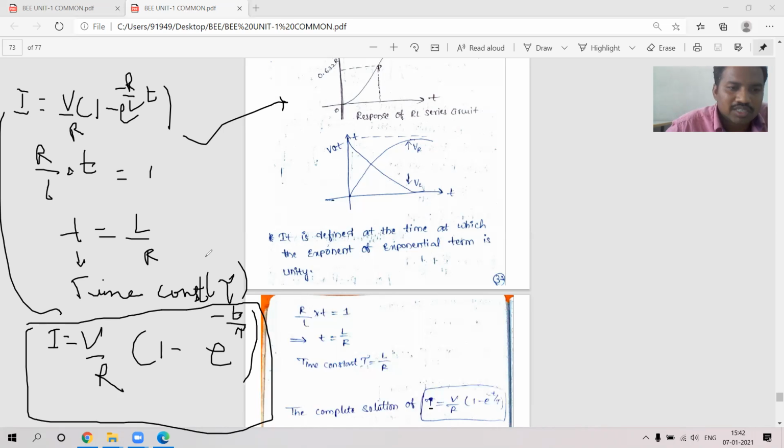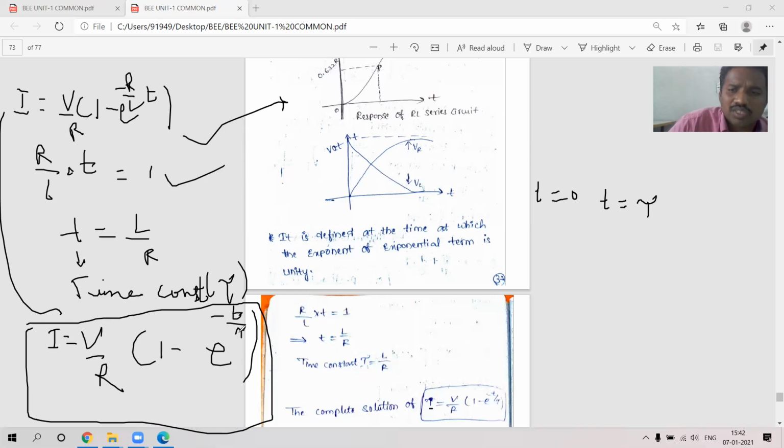And this time constant. What is the time constant? The exponent of the exponential term becomes unity, because the graph is getting to unity. And if I substitute the values t equal to 0, that means t equal to 0, I am going to get this term. And if I substitute t equal to tau, then what happens? V by R, you just substitute here, I is equal to V by R into 1 minus e power of tau by tau. Tau by tau is 1.